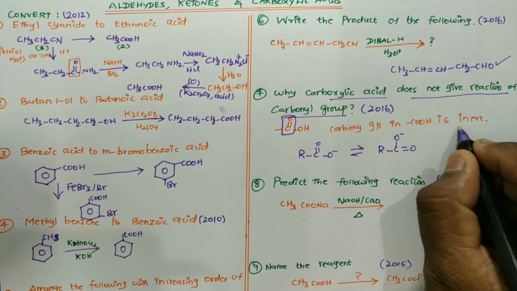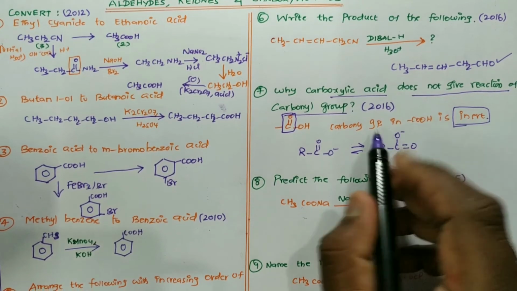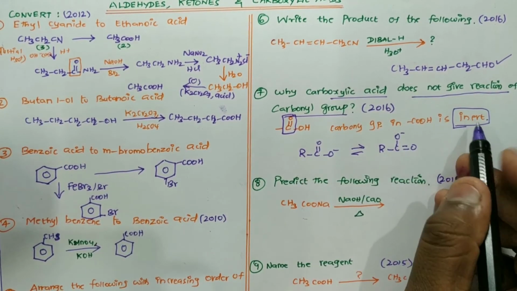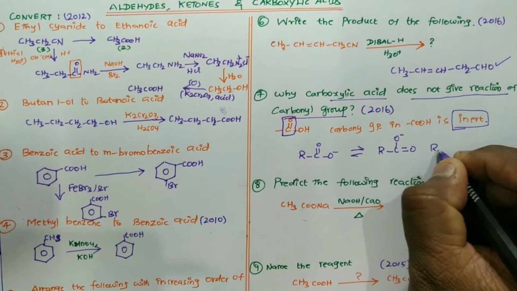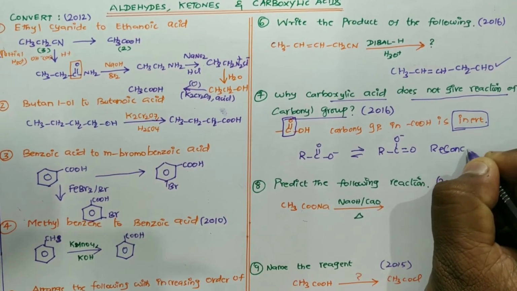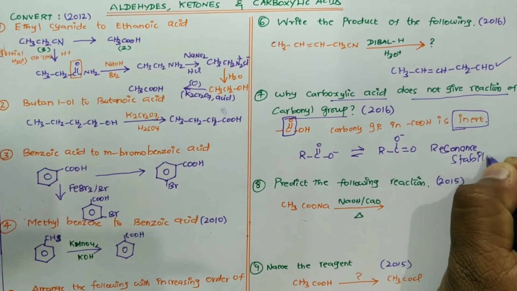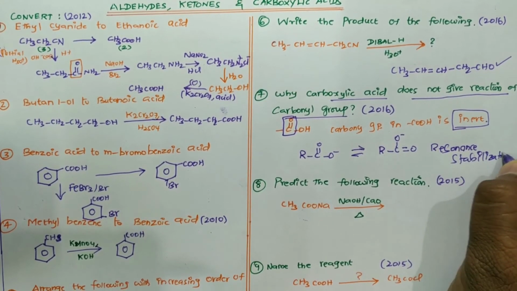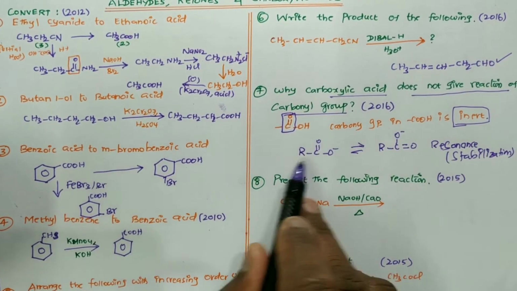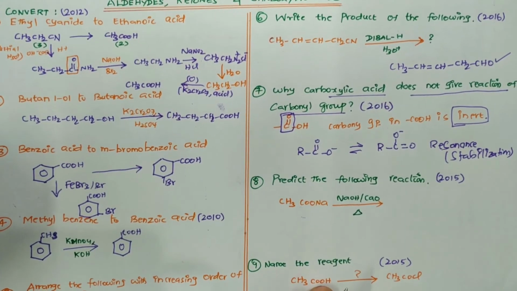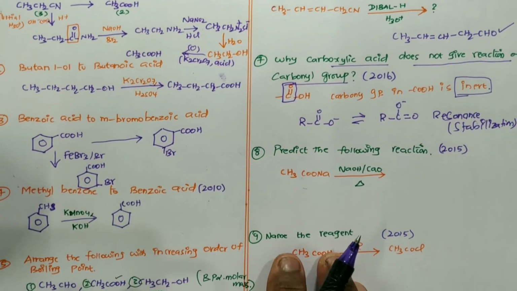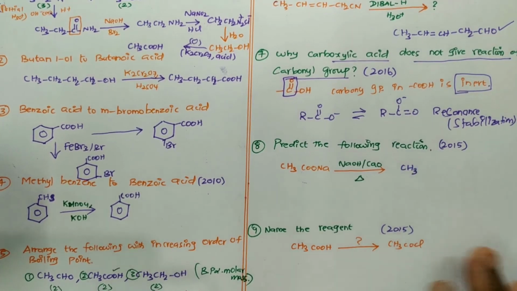That is the reason we have to give. The first reason is that the carbonyl group in carboxylic acid is inert, and the other is the resonance stabilization of this COO group. That is why it will not be involved in any addition reaction.